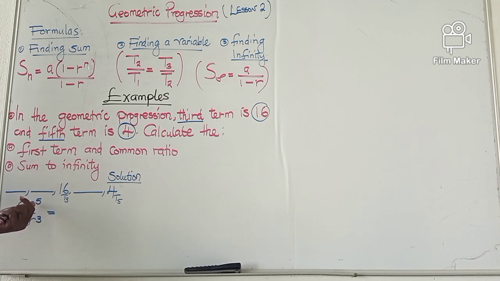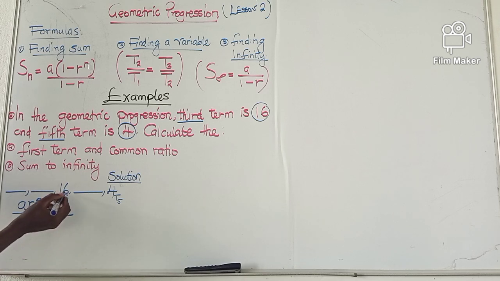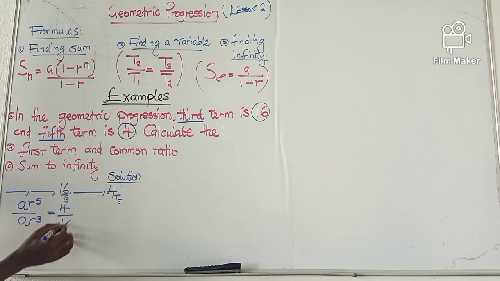Now, what is your fifth term? Your fifth term is 4. So over. What is your third term? Our third term is 16. So we say 16 there. Okay. So we cancel out what is the similar. So this A and that A is going to cancel.